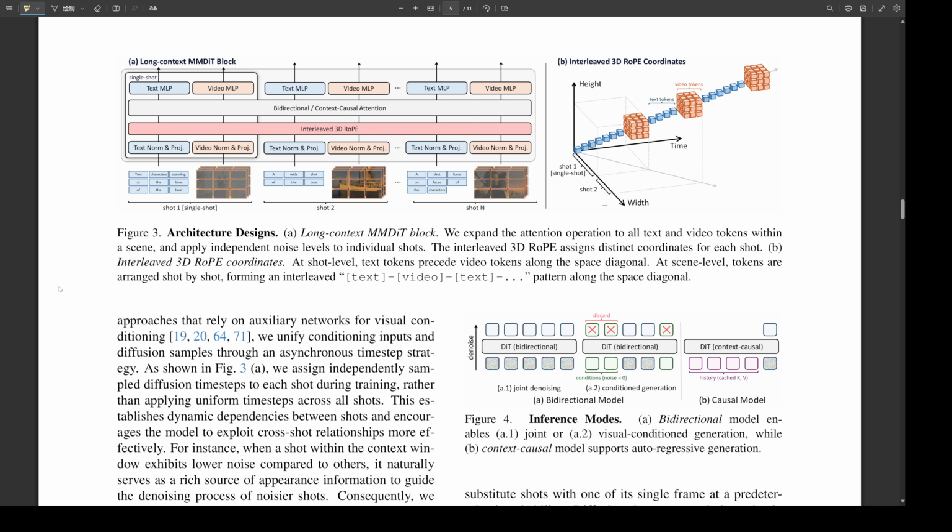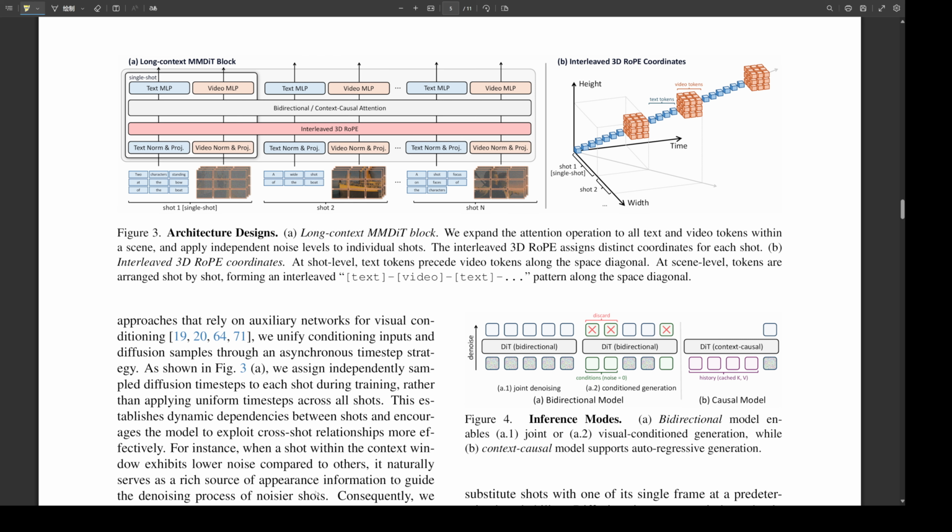Exactly. And LCT's solution is this super clever interleaved 3D RoPE. For the text prompts, they start with a kind of simplified version of this 3D RoPE, which they used when fine-tuning the single-shot video generation. But when it comes to multi-shot scenes, they do this cool thing.